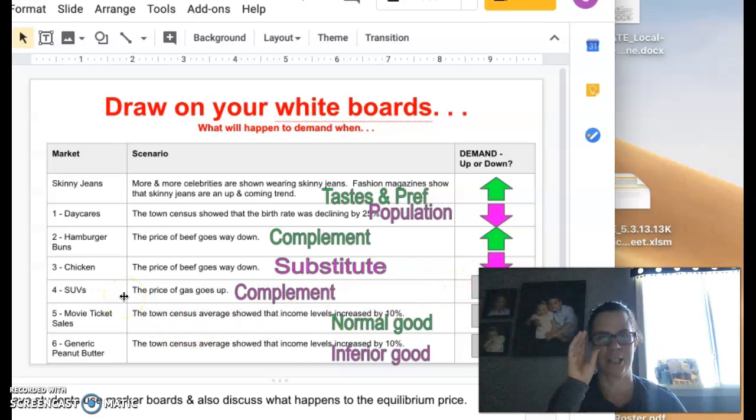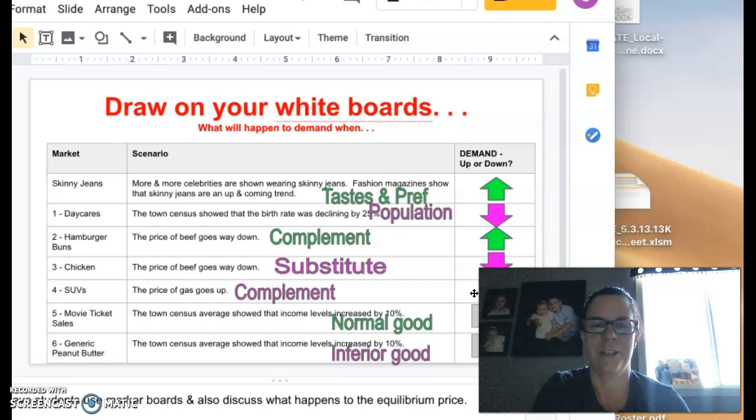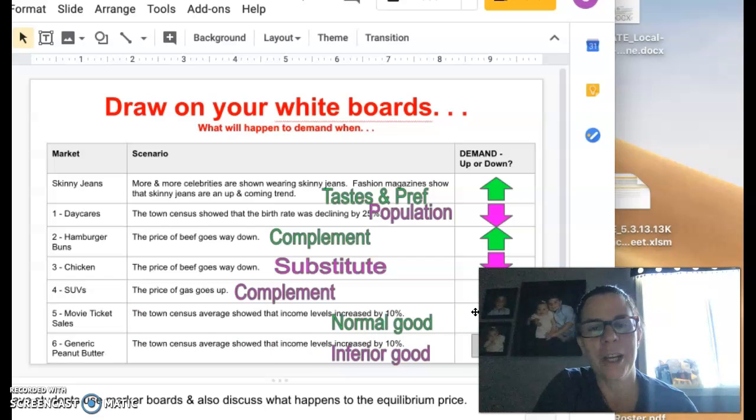All right, next one is SUVs. The price of gas goes way up. So this complement good of SUVs, what will happen to the market for it? Did you say that it would decrease? I hope so. All right, next one, movie ticket sales. This is a normal good. The town census average showed that income levels increased by 10%. So what will happen to the market for movie tickets? Because it's a normal good, we'll see that demand increase.